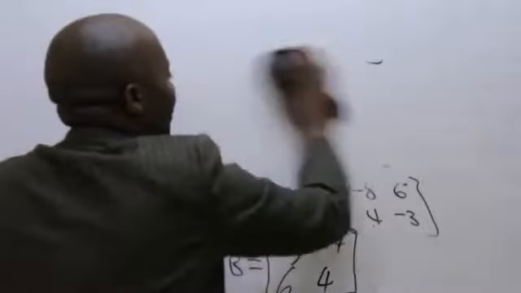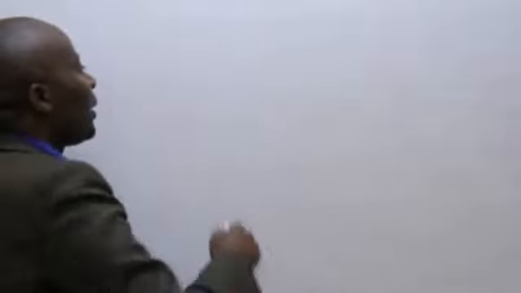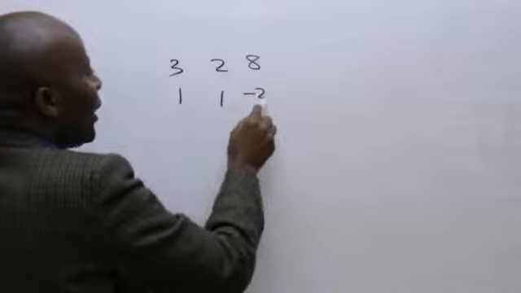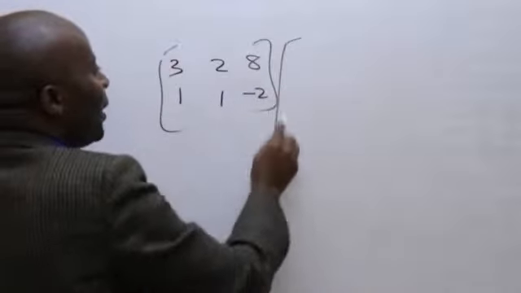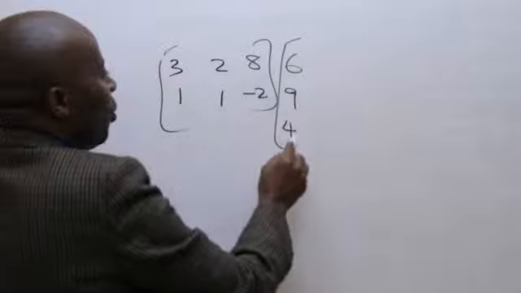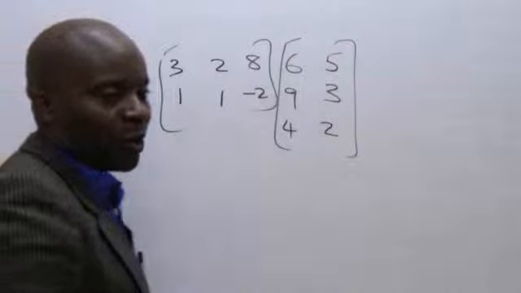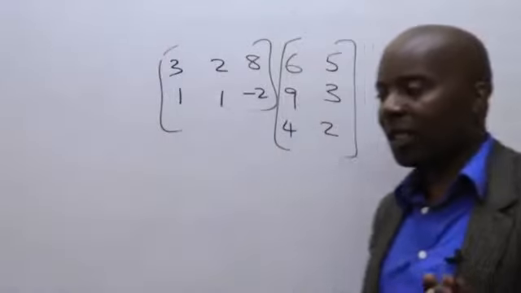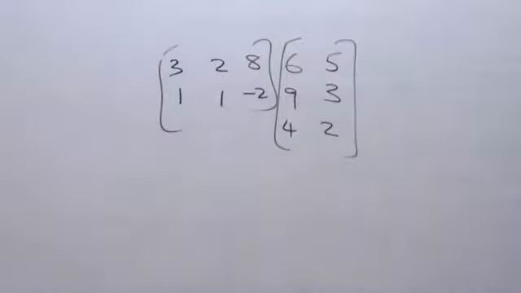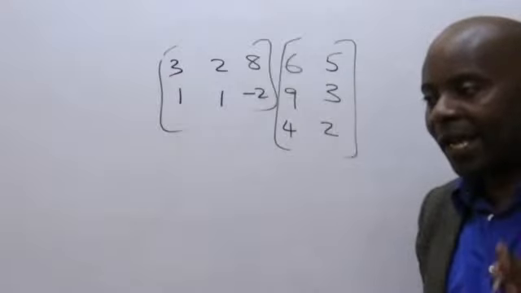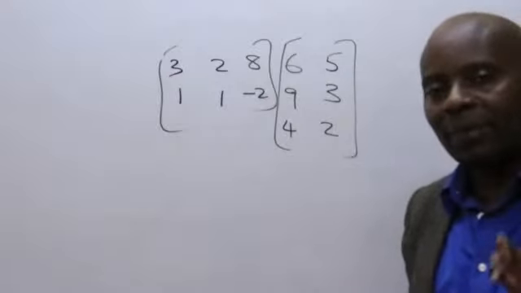Now, ladies and gentlemen, if you are given two matrices to multiply, like 3, 2, 8, 1, 1, -2, and you are told to multiply with 6, 9, 4, 5, 3, 2, you don't even have to assess these matrices for compatibility. What you need to do is straight away multiply your matrices. Please go ahead and multiply these matrices.